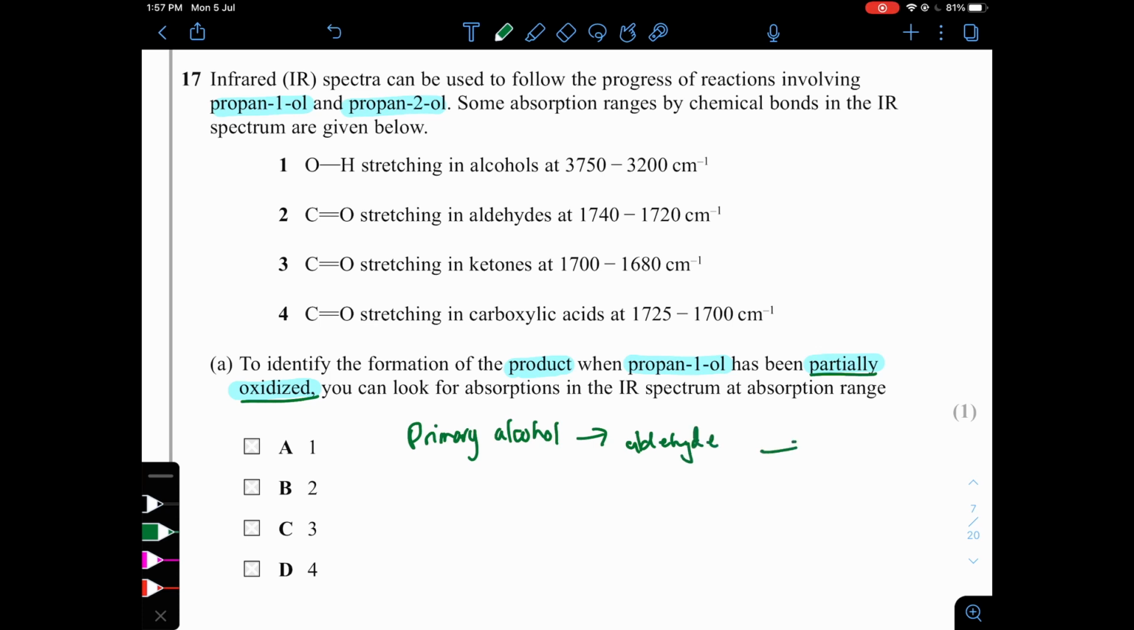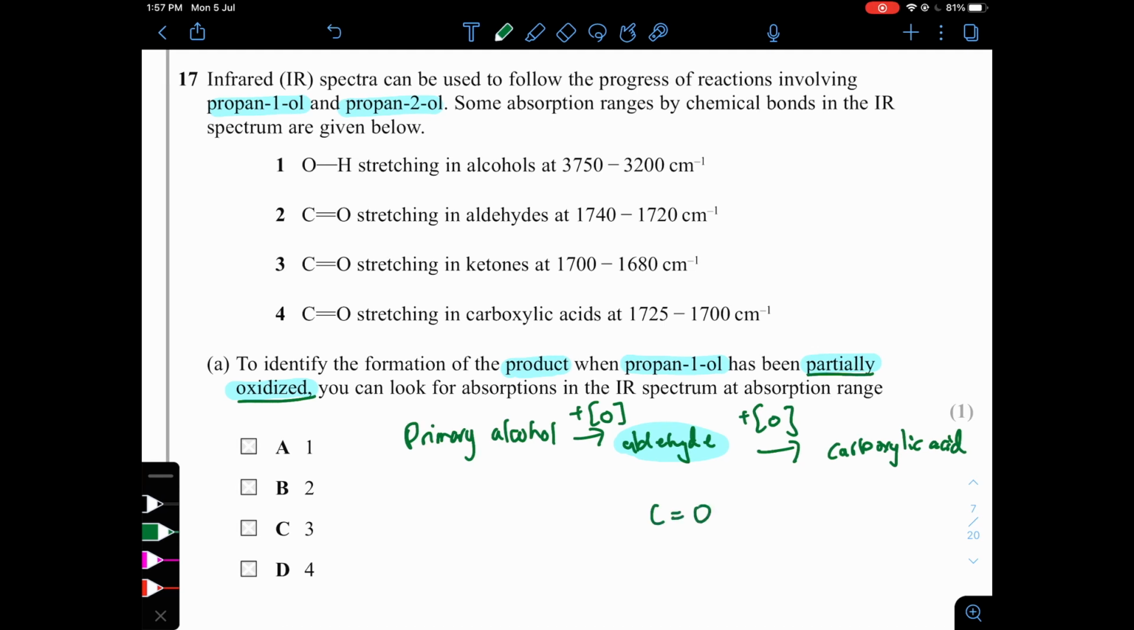And if we oxidize further, so this is plus, let's say O, and oxidize it further, what happens to that? You get carboxylic acid. So in this case, we are partially oxidizing it, so we're only getting aldehydes. So we need to look for the bond, C double bond O for ketones, sorry, not ketones, aldehydes. Aldehydes, we need to look for that. So you can look for the absorptions in aldehyde. So the aldehyde, C double bond O stretching. So that is 2. So we're looking for B. Alright.